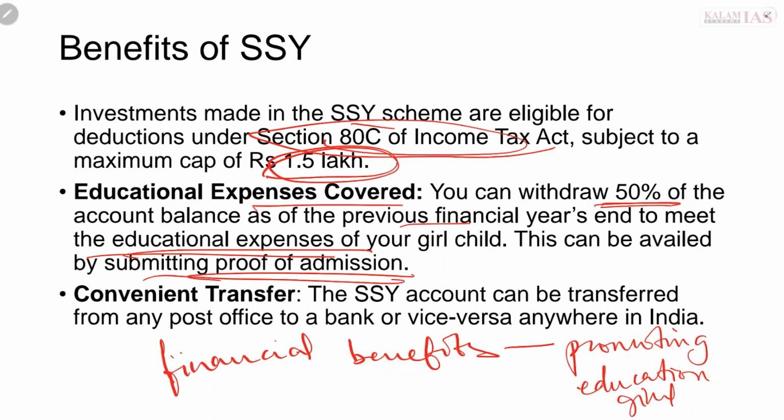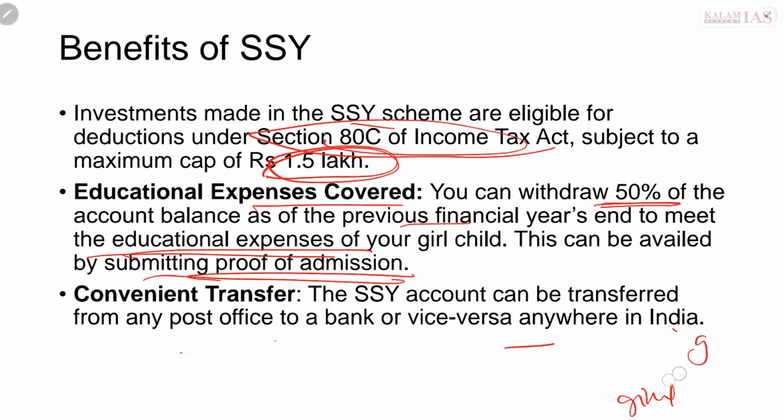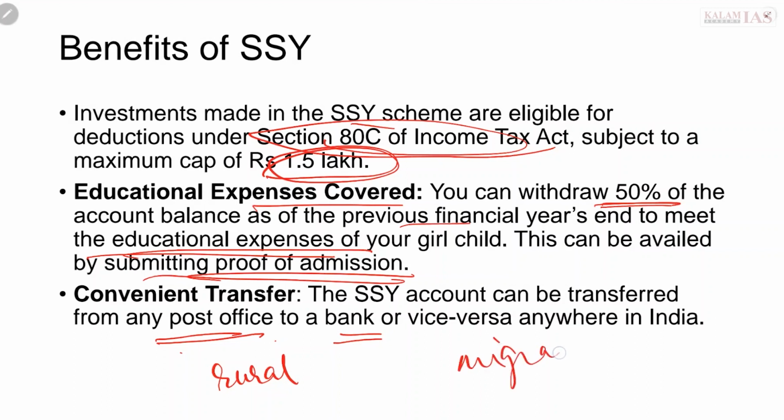And there is also convenient transfer from any post office to a bank or vice versa. Post offices have a very wide network within India, especially rural India, and bank network is also rapidly expanding. So this is very easily transferable from one bank branch or post office branch to another, so that if people shift, if they become migrants, then also these account monies can be availed. So these are some of the benefits of the Sukanya Samriddhi Yojana.